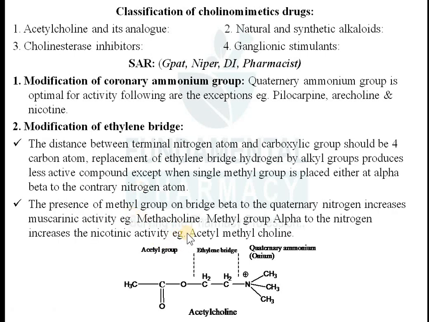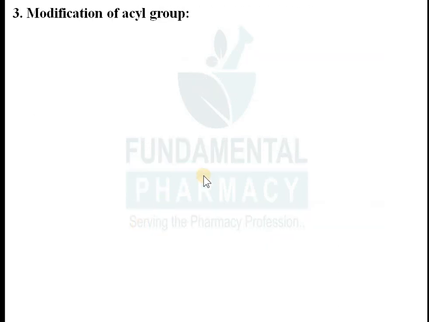The presence of a methyl group on the bridge beta to the quaternary nitrogen increases the muscarinic activity, for example methacholine. A methyl group at the alpha position, in case of bethanechol, also increases the activity. Look here, this is the nitrogen. The position near the nitrogen is called alpha, and the one farther from the nitrogen is called beta. If you put a methyl group on the beta carbon, muscarinic activity will increase, and if you put it at alpha, nicotinic activity will increase.